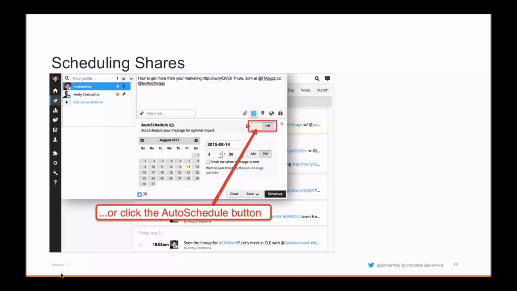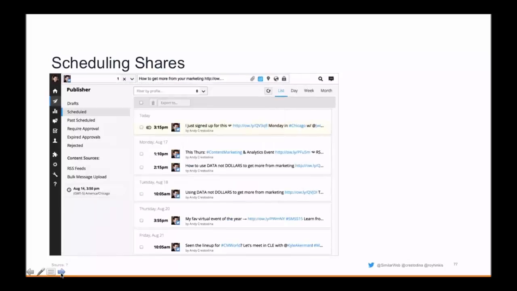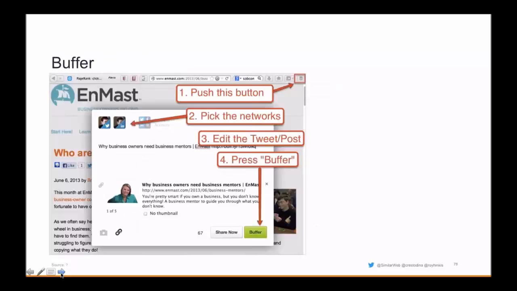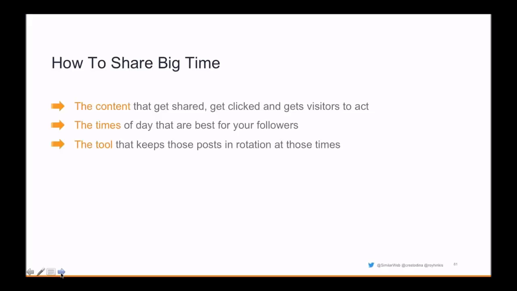Or you can click the auto schedule button and it will just choose different times for you, and it shares stuff when your audience is active. Buffer does the same thing. You just press the buffer button and it shares something when it thinks your audience is active. Very efficient way to share content. But automation will save you much more time, and here's how.